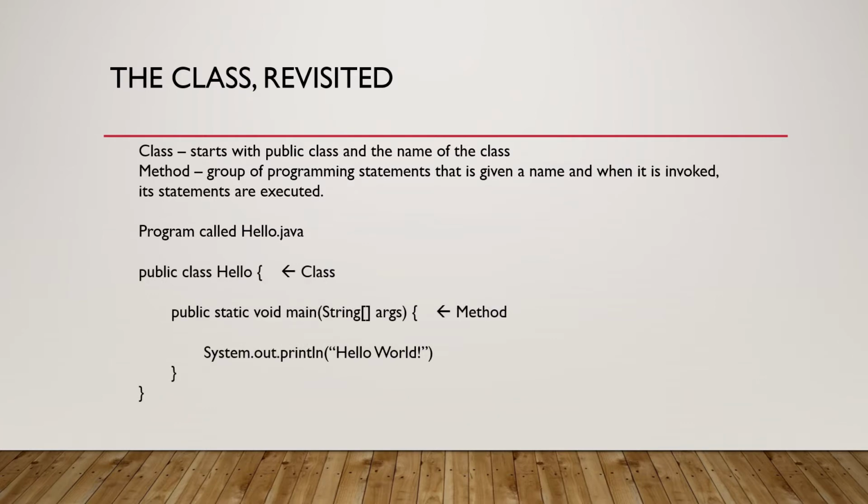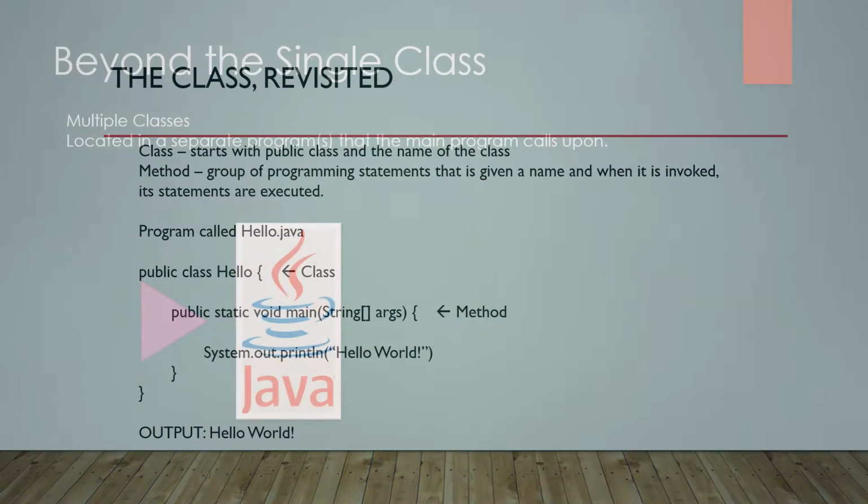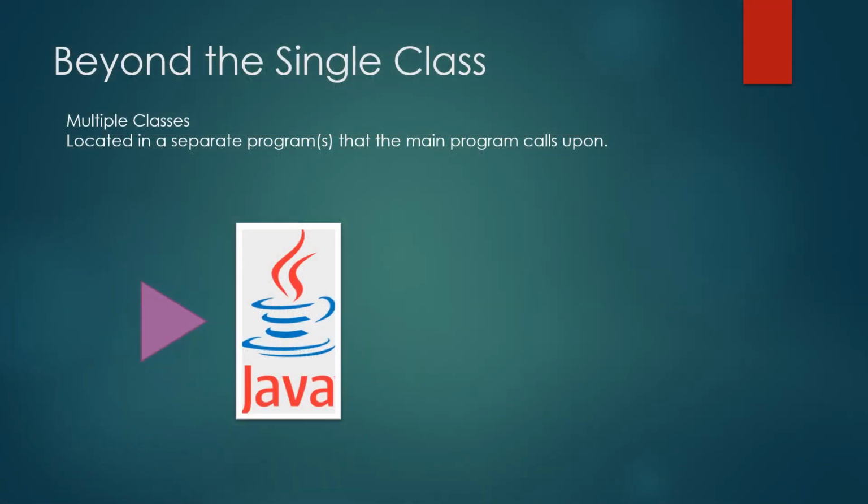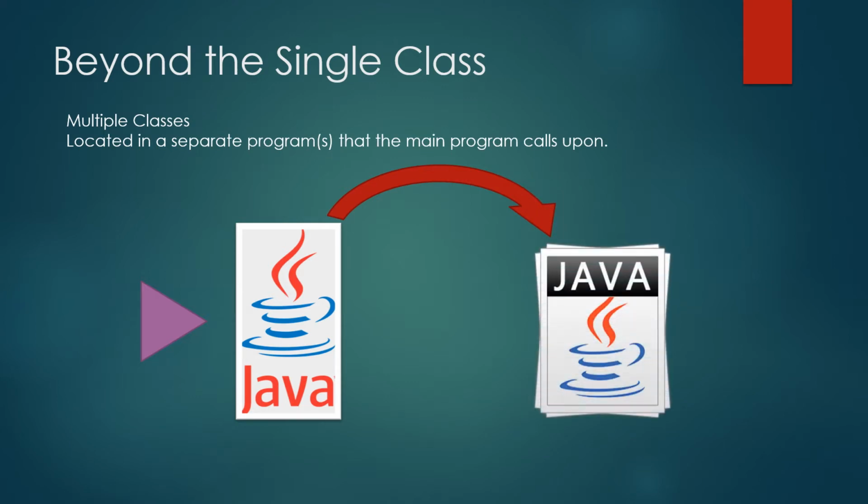It has a class of hello and a main method, which when invoked will perform the print line instructions. So when we run the program, we will have an output of hello world. Now Java accepts multiple classes, not just the one. These classes are written in different programs that the main program will tap into and get the instructions from. These classes have multiple methods that the original program will draw instructions from.